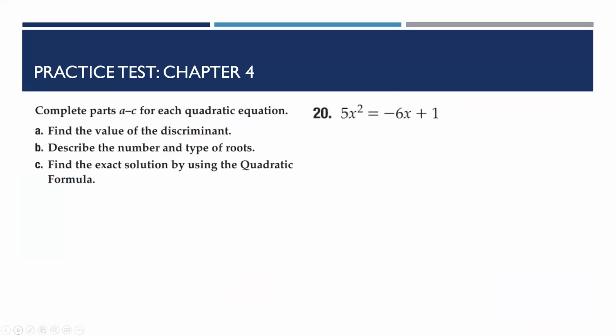It says, find the value of the discriminant. So remember, like I said, the discriminant is just what's under the radical symbol. So this is part A. So this would be b squared minus 4ac, okay? So first thing, I would rewrite this so that it's in standard form. So I would add 6 to both sides. So this is 5x squared plus 6x. And then I would subtract 1. And so now my equation is equal to 0.